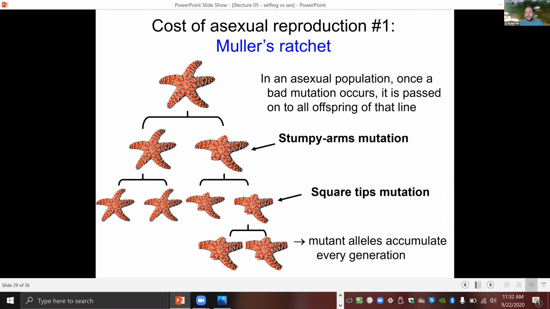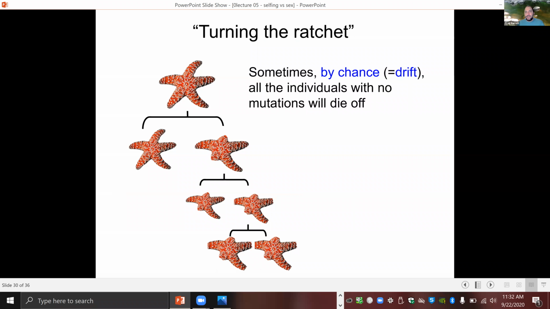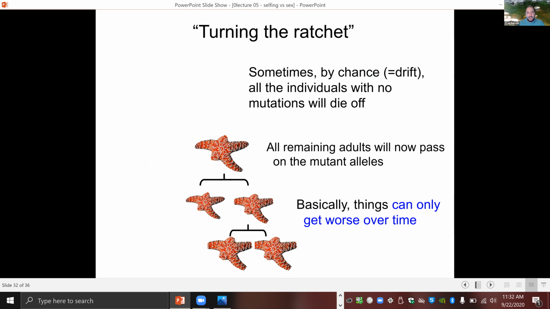Okay, so mutant alleles accumulate every generation. What do you do about this? Let's say by chance, through genetic drift or small population size, all the individuals with none of these mutations die off. Now we're stuck with the stumpy arms and square tips mutations. Now all the remaining adults will pass on these mutant alleles, and basically things only get worse over time. And that's where the whole ratchet thing comes in.